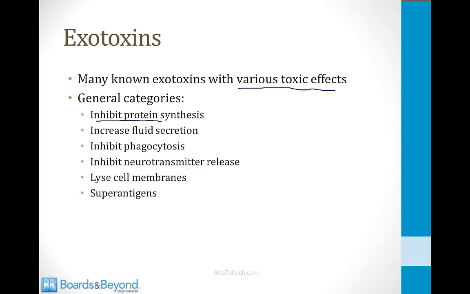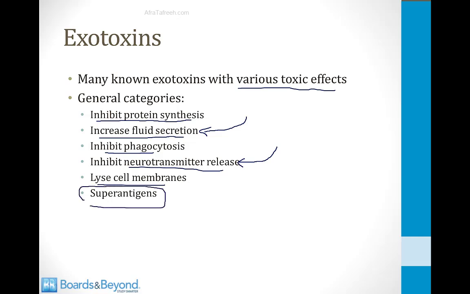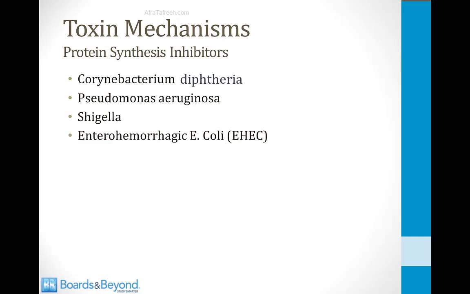There are those that inhibit protein synthesis in cells. Some of them increase fluid secretion, and most of the exotoxins that do this cause diarrhea. They cause fluid to be secreted into the GI tract. Some exotoxins inhibit phagocytosis. Some block neurotransmitter release, and these are toxins like botulinum toxin that cause muscle weakness. Others lyse cell membranes, and then finally there are superantigens, which are the last exotoxins that we'll talk about. So we're going to go through all these toxins by the mechanisms through which they cause their toxic effects.